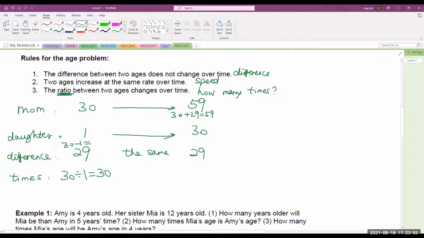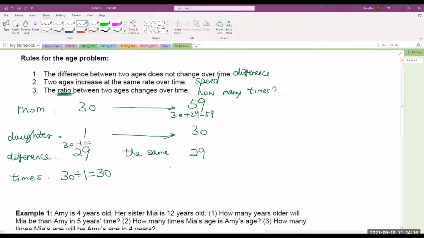Now let's figure out how many times the mom's age is of the daughter's age at this point. How many times? What do we do here? What's the equation? Alex, what's the equation?